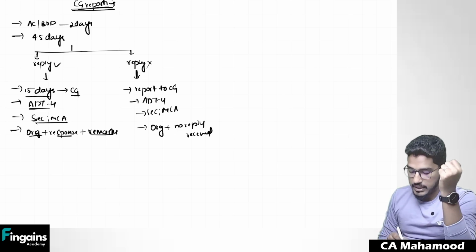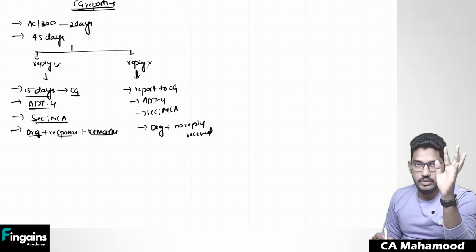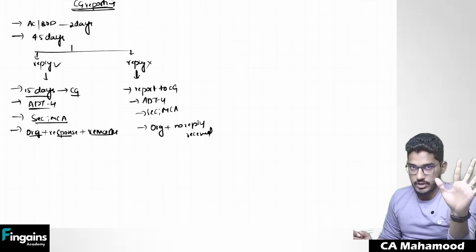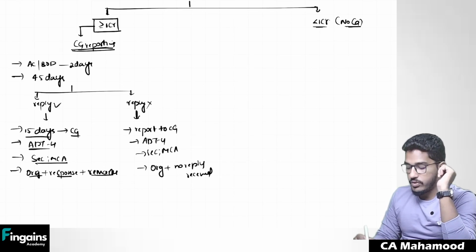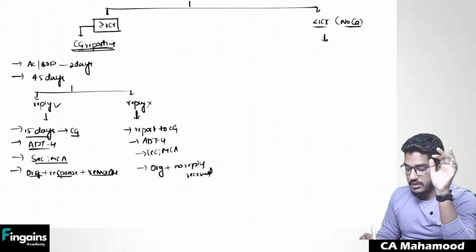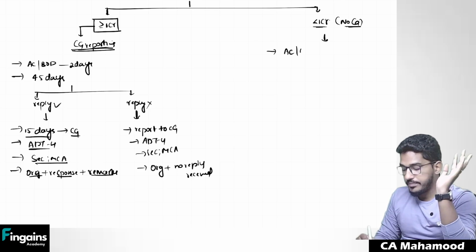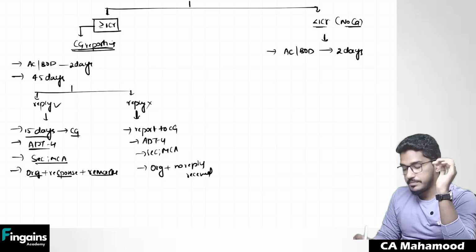So whether you receive a reply or you don't receive a reply, you have to report it. But what you are going to report, that is going to change. Clear? So this is regarding an amount involved in the fraud of 1 crore or more. In case the amount involved in the fraud is less than a crore, no need to report to the central government. But here what you should do is report to the audit committee as usual if it is there. If it is not there, to the board of directors within how many days? Here also within 2 days.